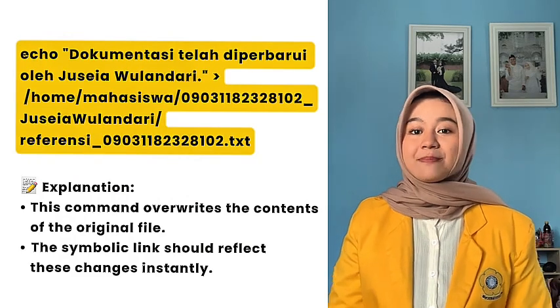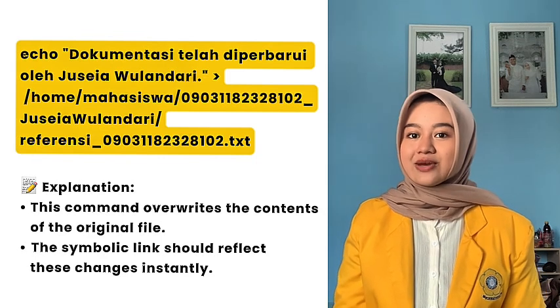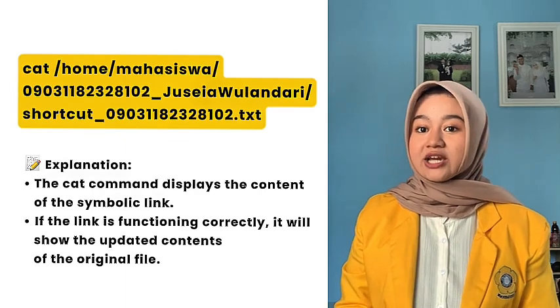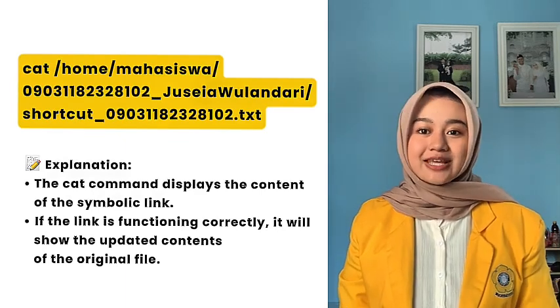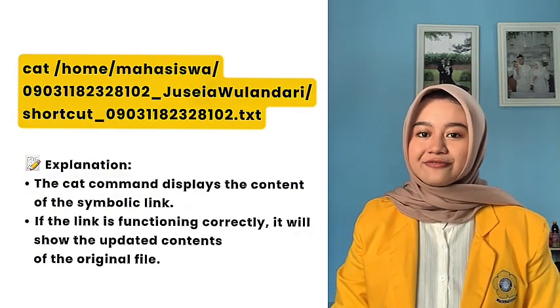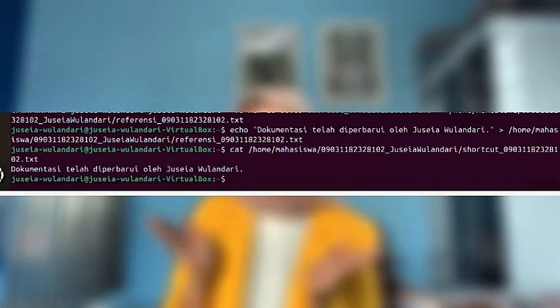And then we update the documentation file using echo, replacing its content with a new message. Finally, we use cat to check the content of the shortcut ourname.txt. Since it's a symbolic link, it should reflect the updates made in the original file. Here's the output.